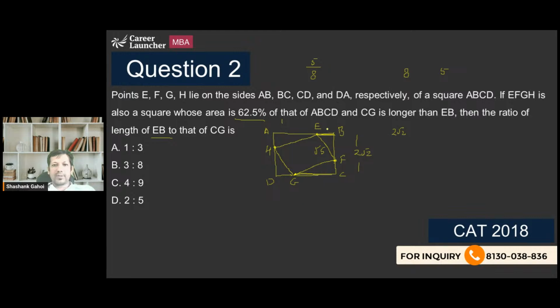I am going to assume this side is x. So this is also going to be x. This is also going to be x. This is also going to be x. And this is going to be 2 root 2 minus x. Okay. Now what can I do?